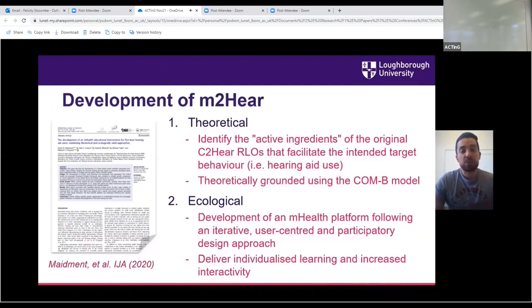Now, in the development process, this was also supplemented by using an iterative, user-centered and participatory design approach, where we developed prototype versions of the mHealth platform, and we asked users to interact with it, where we could identify any potential issues or problems to ultimately deliver an individualized learning and increased interactivity platform for use to enhance learning potential.